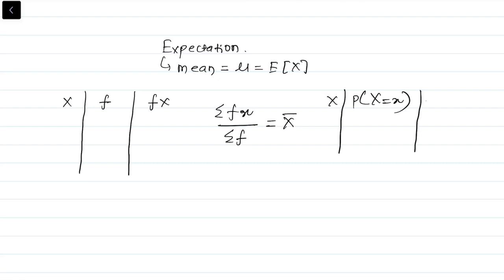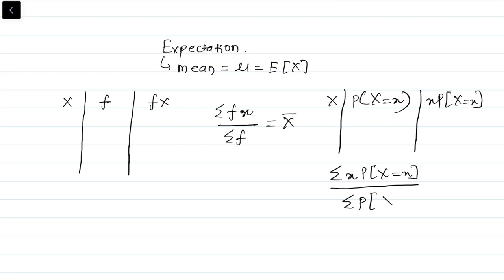So the first column will remain the same and the frequency is replaced by the probability, and now we'll multiply x with the probability, and then we'll sum all the values of probability and x. So this is summation of x times probability divided by the summation of probabilities. Now summation of probabilities is 1, right? So this is 1. So expectation of a random variable is simply summation of x times probability. All right. So this is for the discrete.